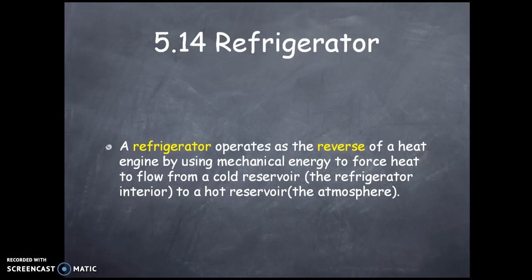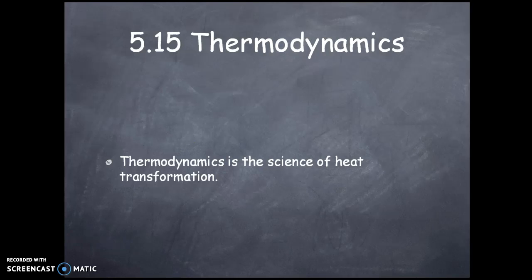A refrigerator operates as a reverse heat engine, as we just talked about, using mechanical energy to force heat to flow from the cold reservoir, which is the refrigerator interior, to a hot reservoir, which is the atmosphere. Usually heat flows from the atmosphere to the refrigerator, but because of the external mechanical work, the heat flows from the refrigerator to the atmosphere.